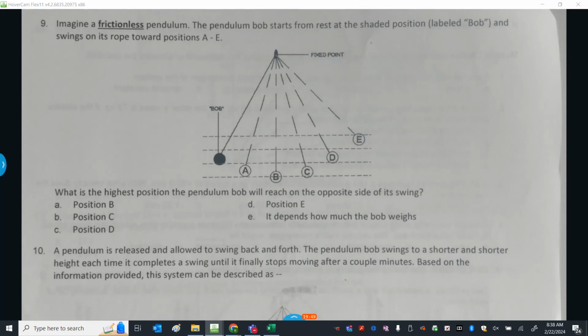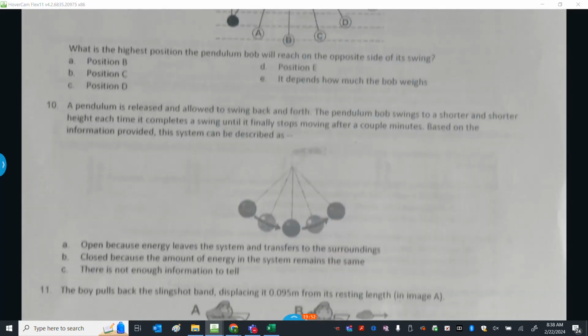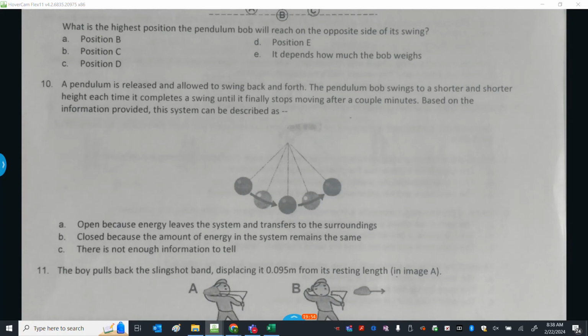Let's go ahead and take a look at number 10, which is a different pendulum. Number 10 says a pendulum is released and allowed to swing back and forth. The pendulum bob swings to a shorter and shorter height each time it completes a swing until it finally stops moving after a couple of minutes. Based on the information provided, this system can be described as.